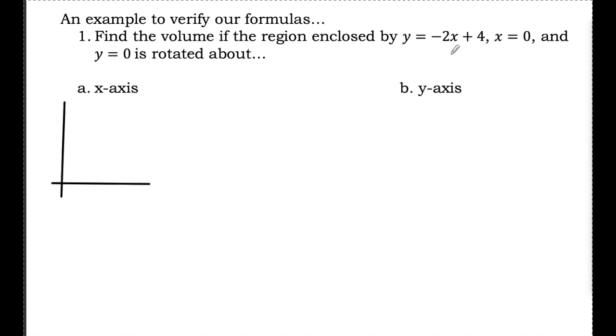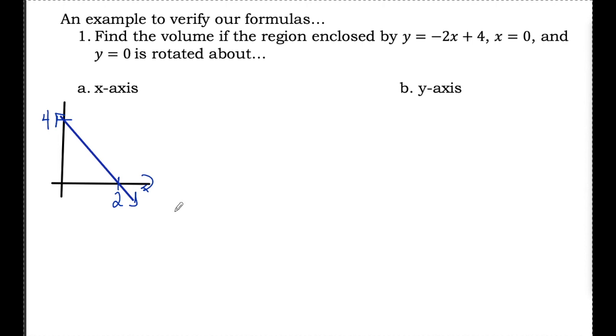We know that the line negative 2x plus 4 has a y-intercept of positive 4 and will pass through the x-axis at x equals 2. So here's my line, and I want to find the volume of the region enclosed by this line, x equals 0, and y equals 0. So we're looking for this triangle rotated around the x-axis.